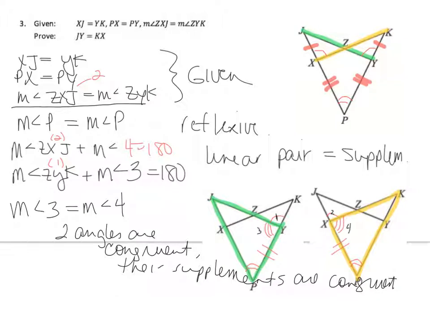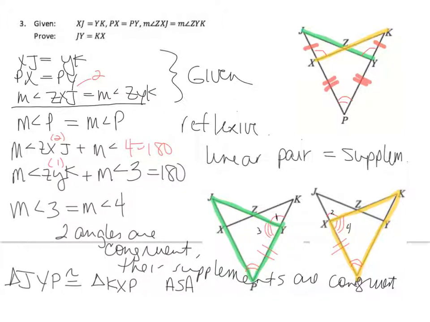Now I can say that triangle, let's name it in the right order, JYP is congruent to triangle, I went JYP, so KXP because of angle side angle. Need a new slide. Once you prove that two triangles are congruent, we can say that the corresponding sides are congruent.